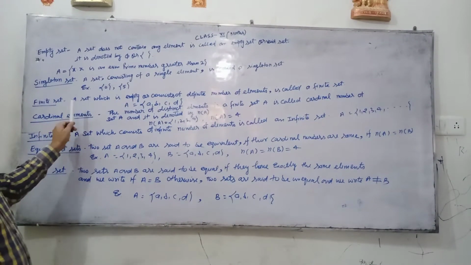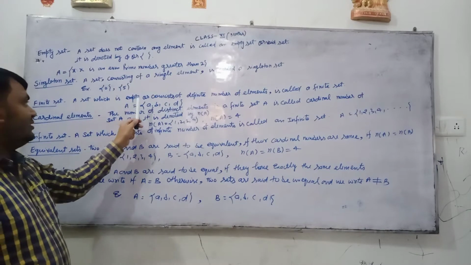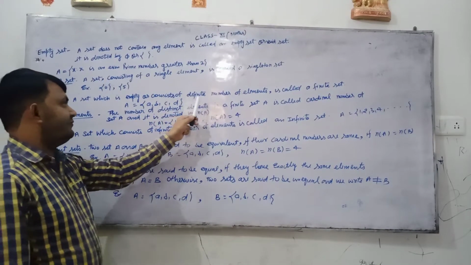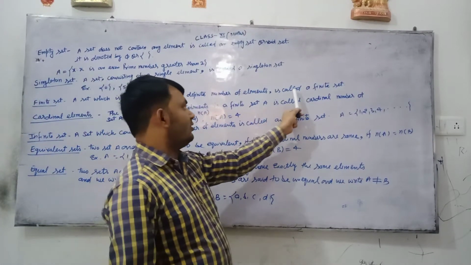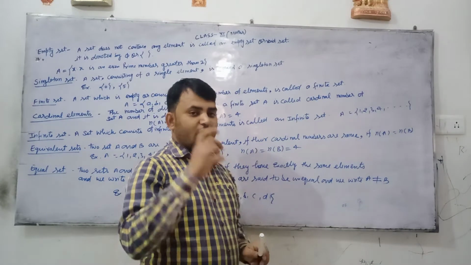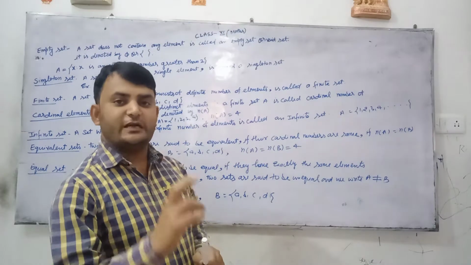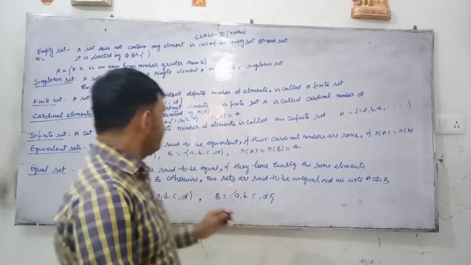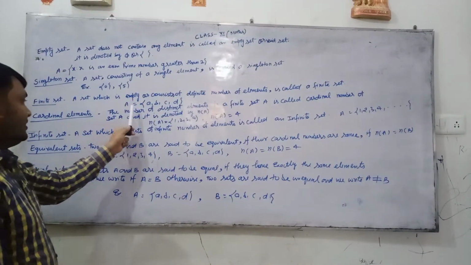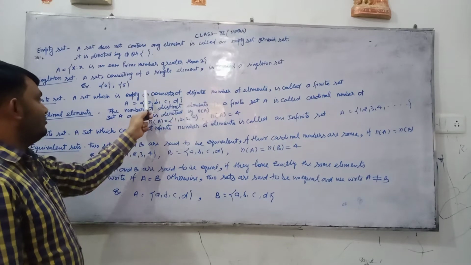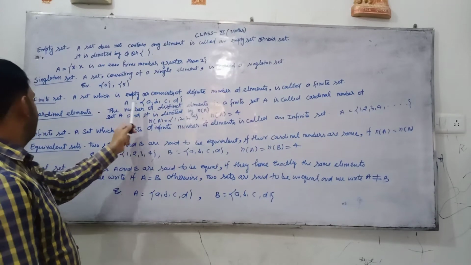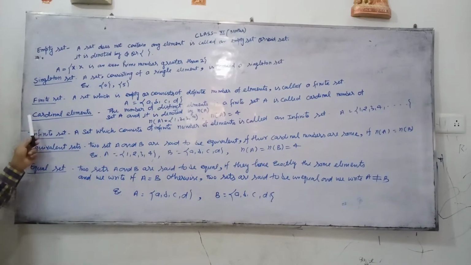Finite set: a set which is empty or consists of a definite number of elements is called a finite set. If you can count the number of elements in a set, that is a finite set. Example is given: A, B, C, D. We can count here 4 elements, so that is a finite set.